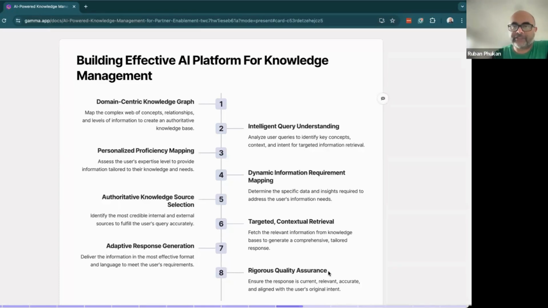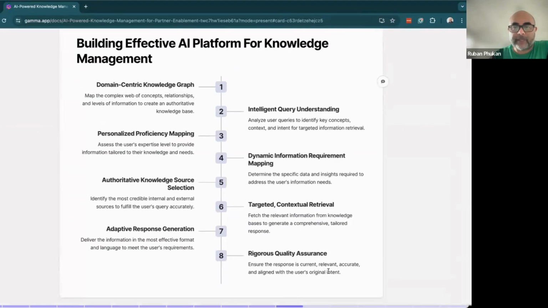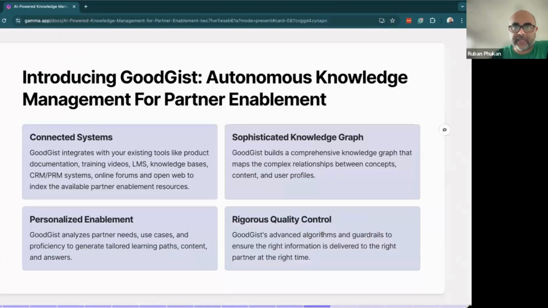And finally, there has to be a quality check on the response that is being produced to make sure that the information is current, relevant, accurate, and aligned with the user's original intent. So when we look at all these aspects, this is what makes the system so challenging, and it cannot be done in a very vanilla way. And that is where GoodGIS comes in.